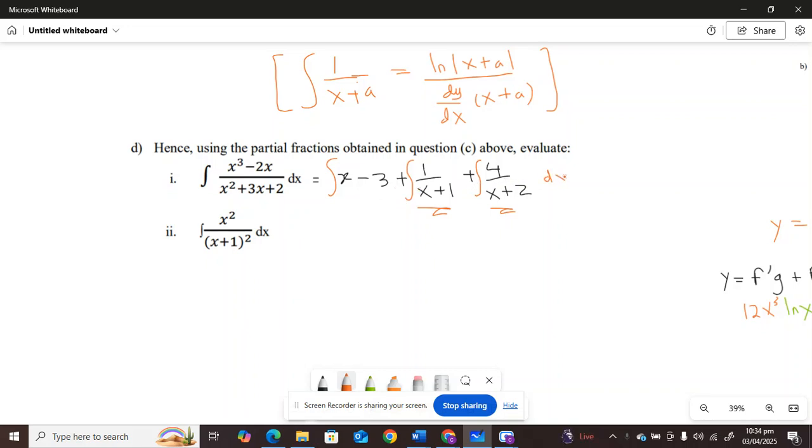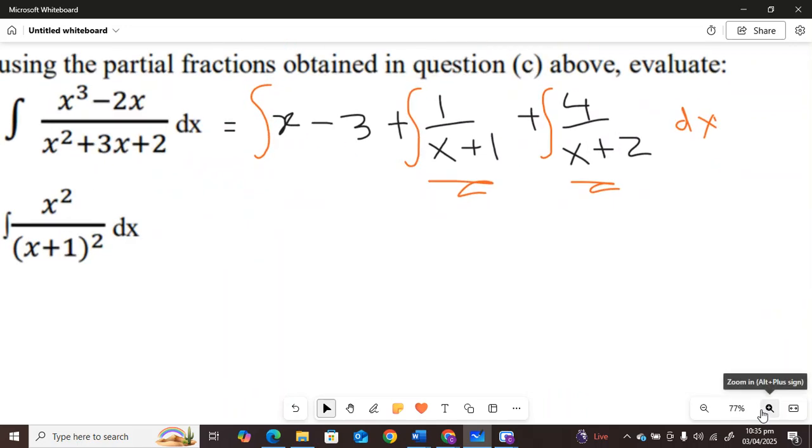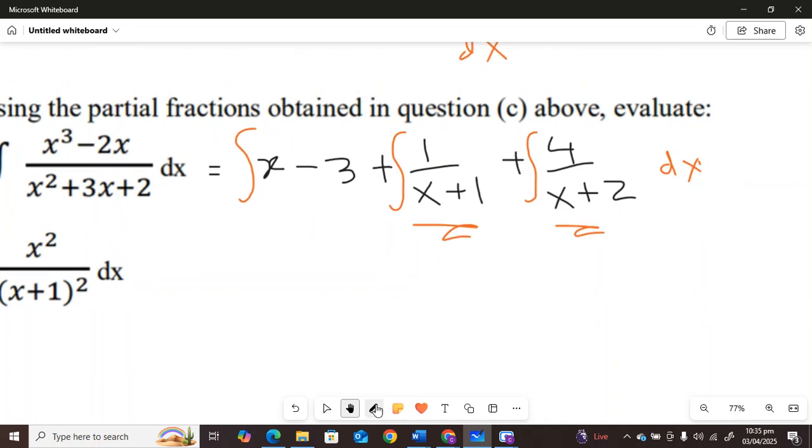All right. So we're going to start with the first term. We're going to integrate x. So x, when you integrate it, remember this is x to the power 1. Okay, so it's going to be x to the power 1 plus 1 over 1 plus 1.